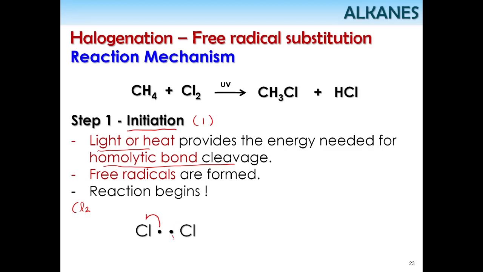Okay, it will move from, this is actually a bond. So an electron will move towards one chlorine and also one more to one chlorine. The arrow that I draw here is a single-headed arrow, to show that only one electron moves.